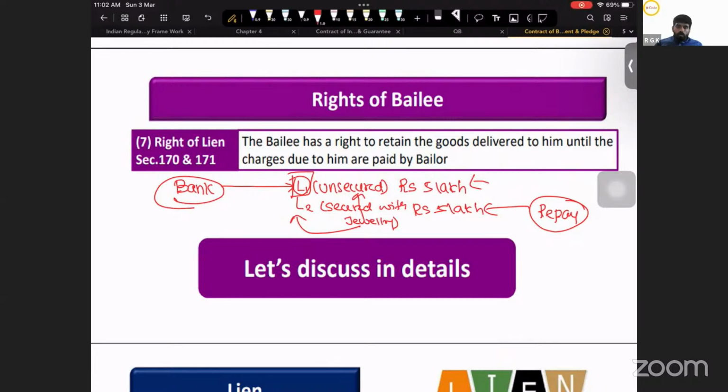So, particular lien means there should be a one-to-one relationship where one person has exercised skill and labor on particular goods. Towards that skill and labor, he has the right to retain the goods. This is called particular lien. In the general lien concept, that particular thing is not there. In general lien, there need not be that quid pro quo, one-to-one relationship.